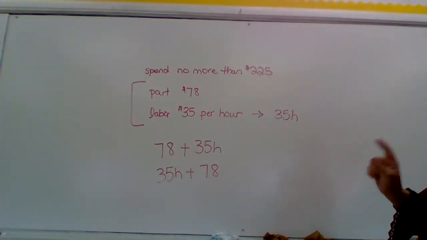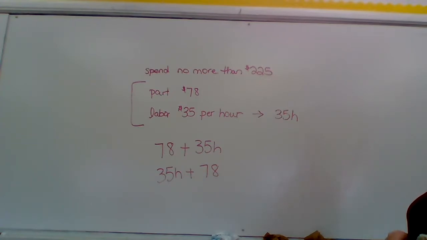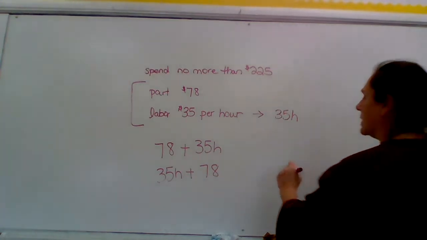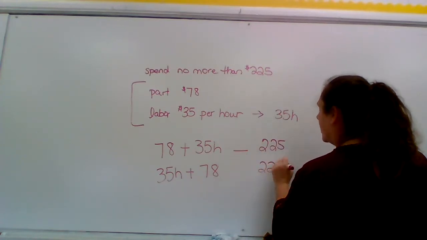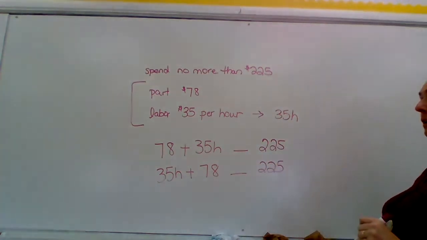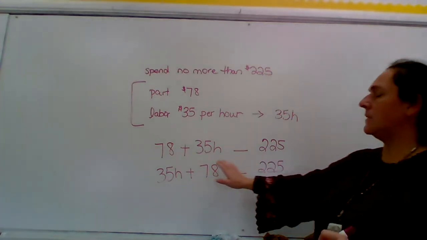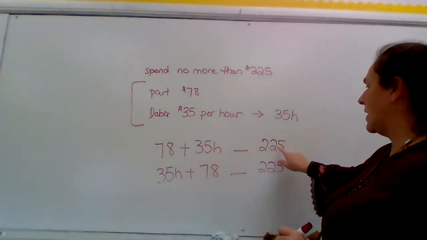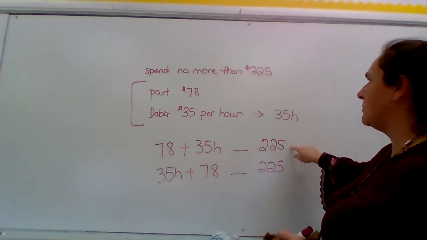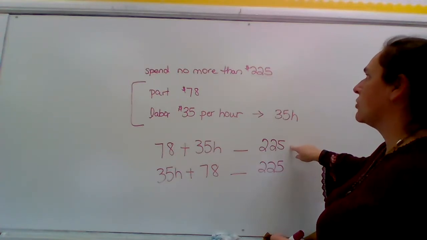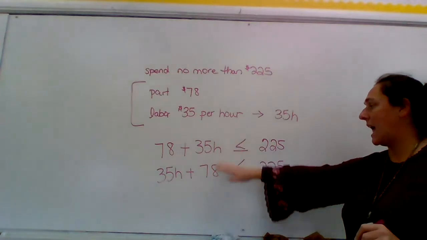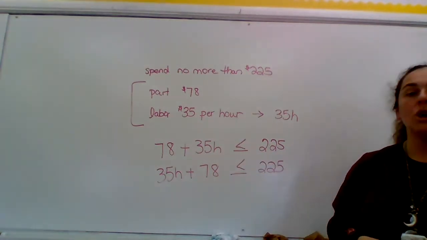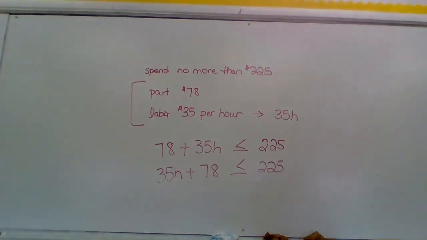Now, she wants to spend no more than $225. So we know we can spend at least $225. So we know the equal sign is there. But now this can be no more than. So this is going to have to be the largest amount she can spend. So everything else needs to be less or equal to $225.